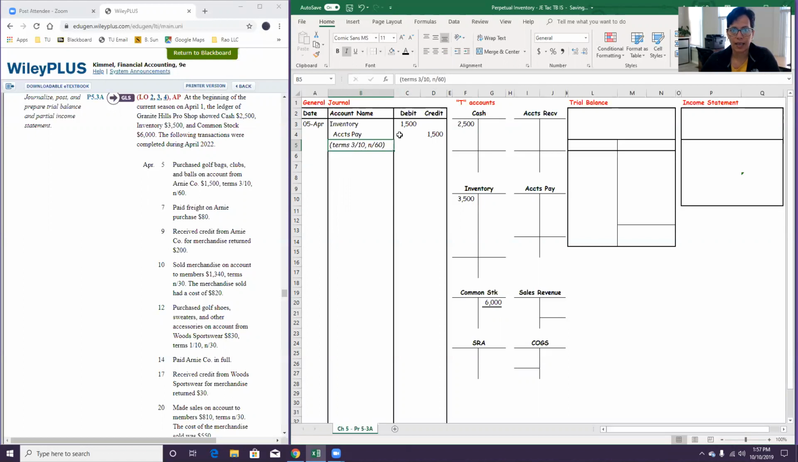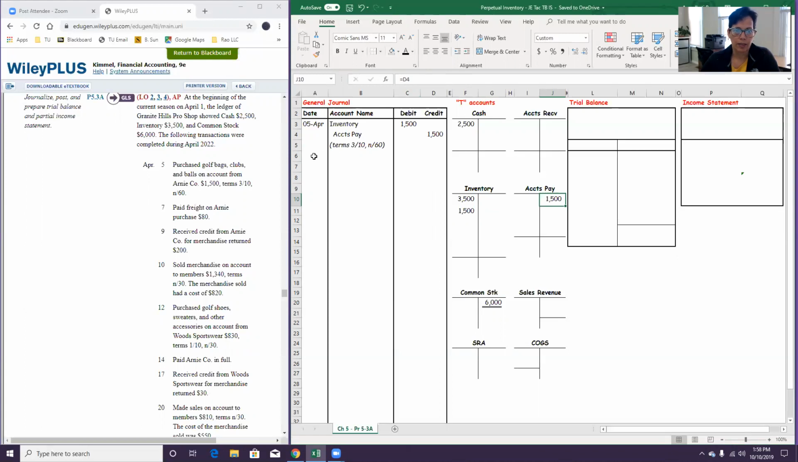Now, the next step is I'm going to post this information into my T accounts. So inventory debit, on the debit side, I'll put the 1,500. Accounts payable, on the credit side, 1,500. This is called real-time posting. As soon as a transaction happens, I do the journal entry and I post into the T accounts.